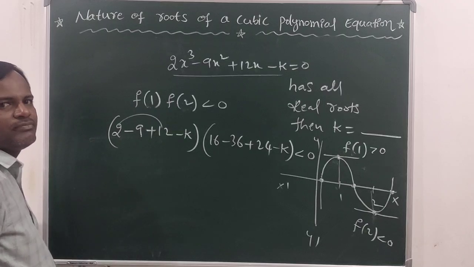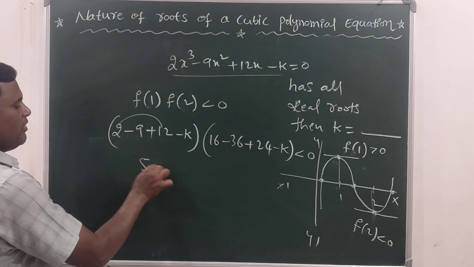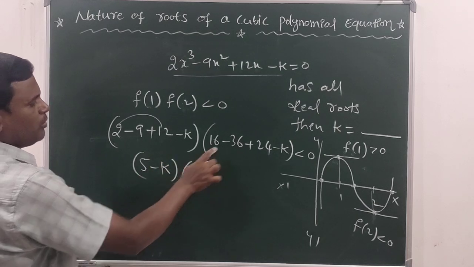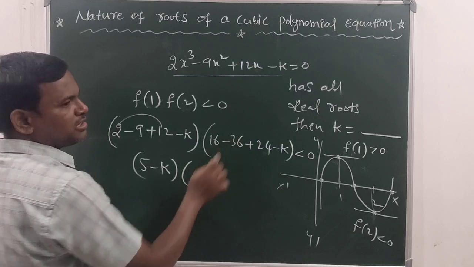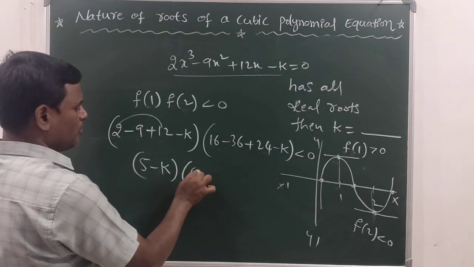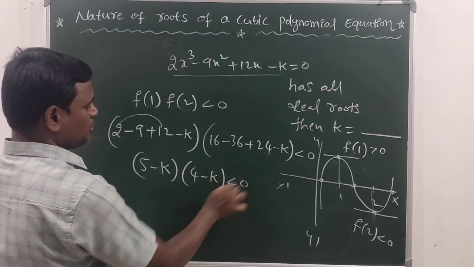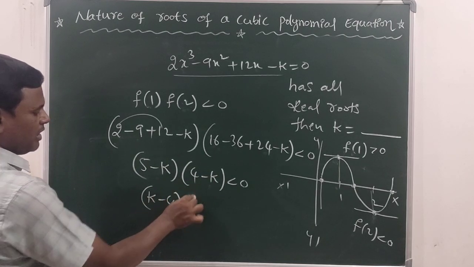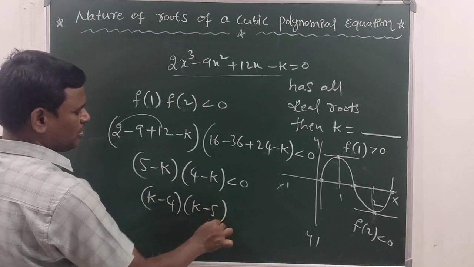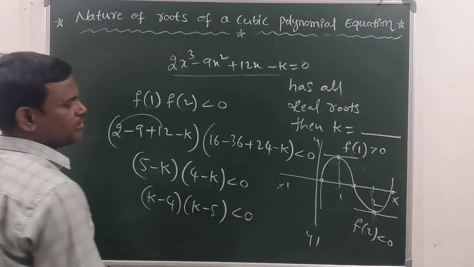2 plus 12 is 14. 14 minus 9 is going to be 5. 5 minus k, into here, this is 40. 40 minus 36 is 4. 4 minus k less than 0. From both of them take minus common. So (k minus 4)(k minus 5) less than 0 only.